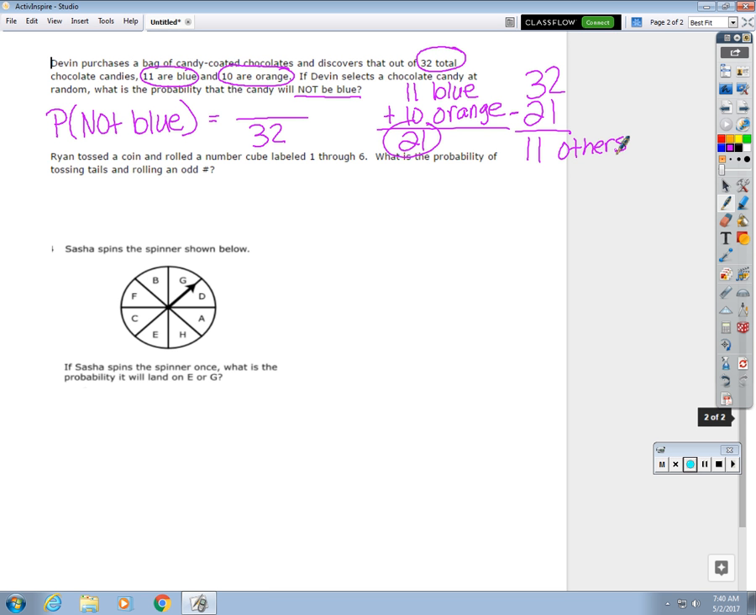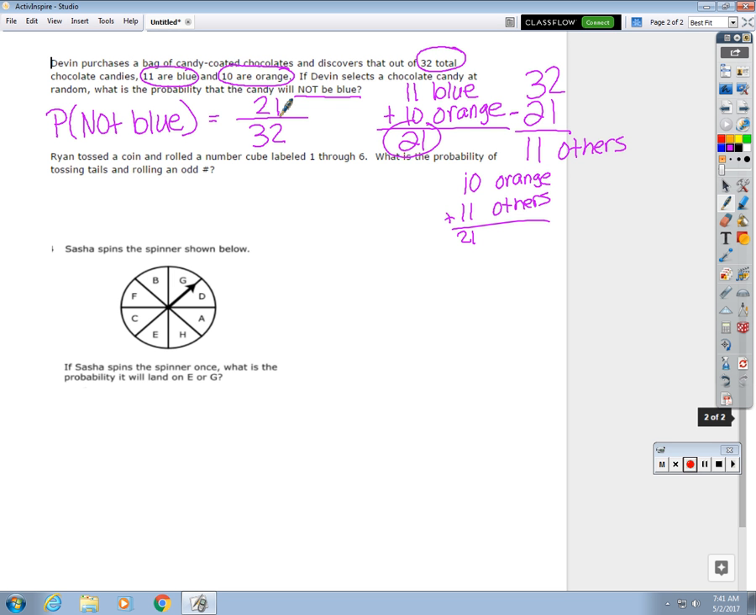So we go back to our probability. We do not want a blue, so there's 11 blue, 10 orange, and 11 others. So we want to add together the 10 orange and the 11 others, which equals 21. So 21 out of 32. And we cannot simplify 21 over 32, so we're going to leave the probability of not getting a blue as 21 out of 32. So there's a pretty good chance that we would not draw a blue candy out of that candy sack.